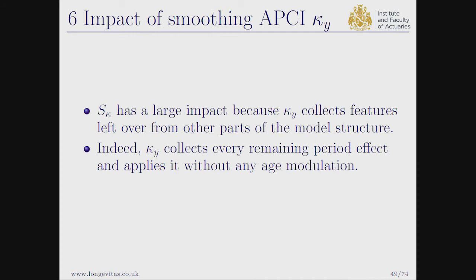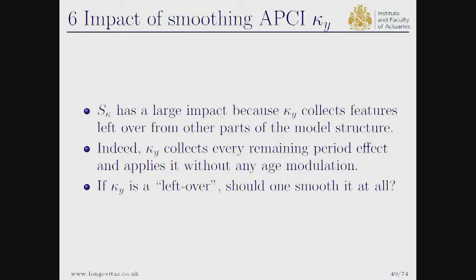But if kappa is kind of like the leftover of other aspects of the model, and it's not applied with any kind of age modulation, should you be smoothing it at all? Because if you smooth something that's essentially a leftover that's very sensitive to other structural choices made in the model, then you're going to get some quite radical changes in direction if you try and forecast this smoothed entity. And this is one reason why the life expectancies in the CMI's working paper proved to be so sensitive to the choice of S kappa, the smoothing parameter.